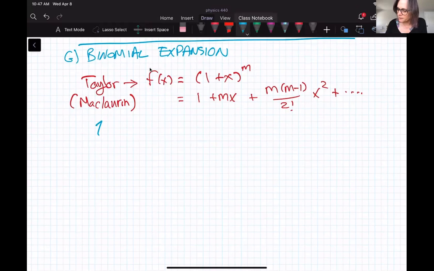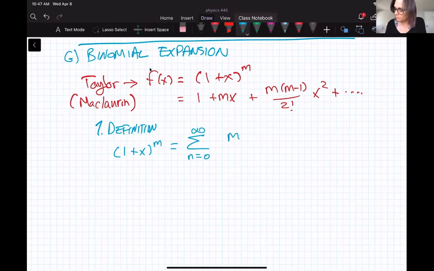The definition then is we take 1 plus x to the m, and we can write that as a series, this time from n equals 0 to infinity, of m factorial over n factorial times m minus n factorial times x to the n. And one way of writing that is the over notation.